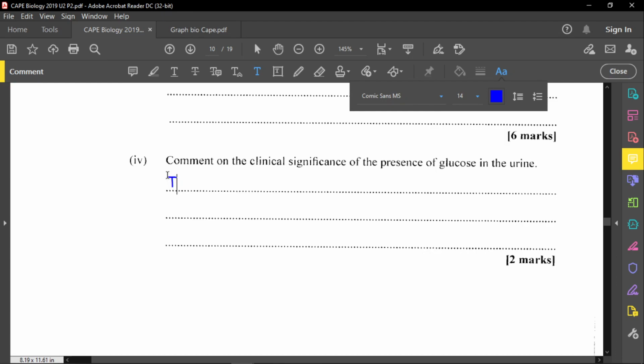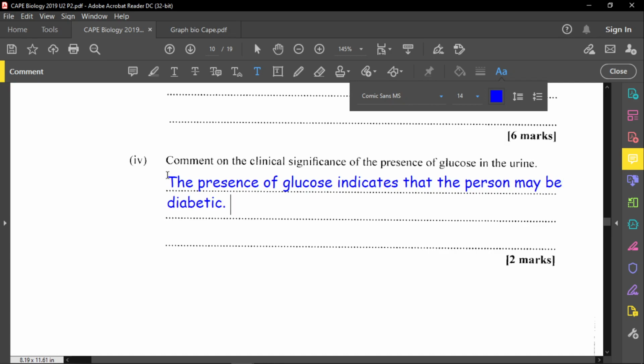So the presence of glucose indicates that the person may be diabetic. All right, we're not saying the person is diabetic, but may be diabetic. Or I could just say here, or need some medical assistance or need other tests. Okay, so there may be need for the test or need to be tested.